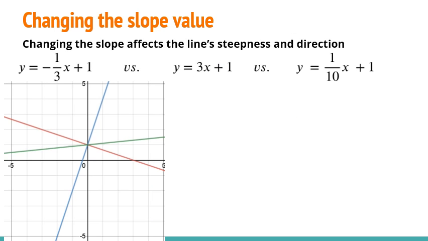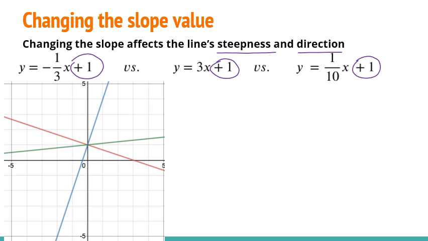All right, what about changing the slope? Changing the slope is going to affect the line's steepness and its direction. So 2 different things could happen. So here's 3 equations. Let's try to match each one up. Notice how they all have a common y-intercept. They're all hitting 1, or 0, 1 on the y-axis.